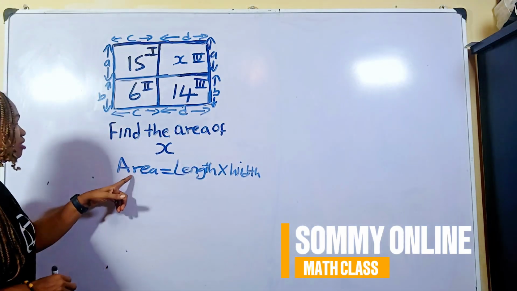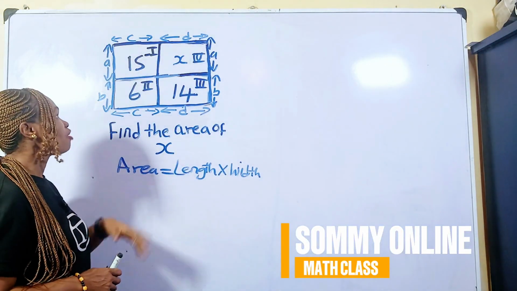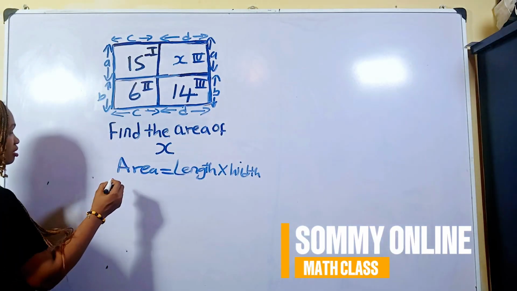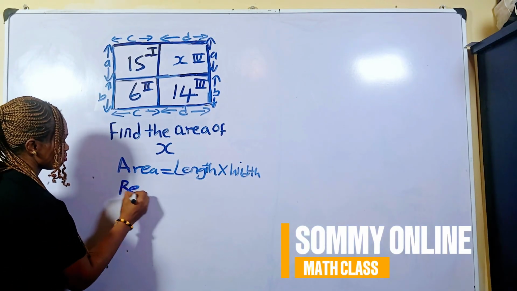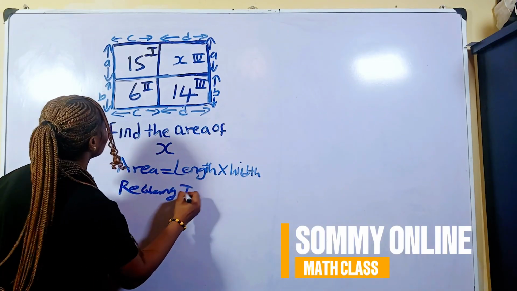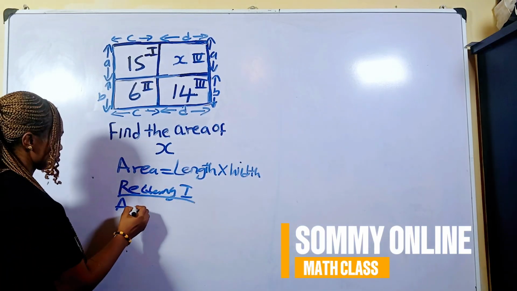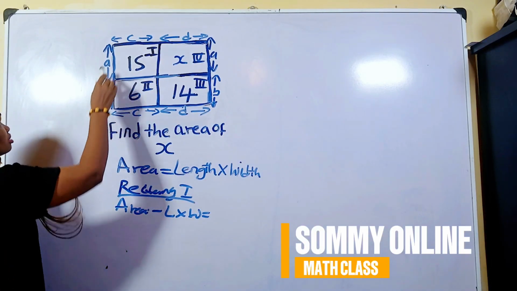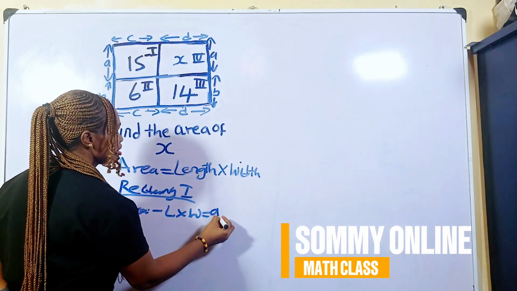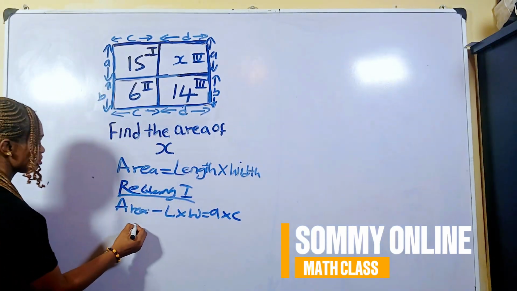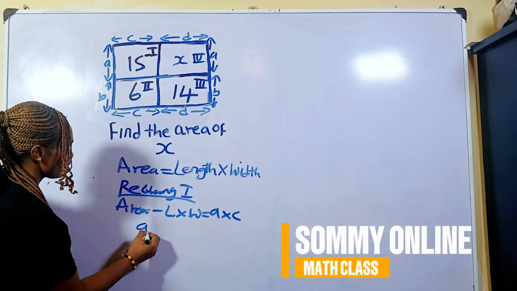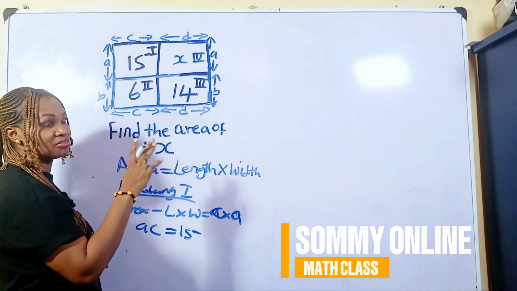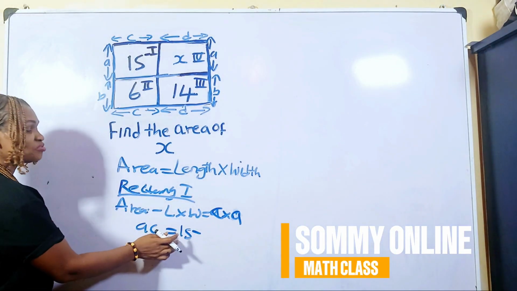Now we continue. If the area of a rectangle is length times width, we have 4 rectangles here, 1, 2, 3, 4. So let's say the first rectangle, rectangle 1, its area is length times width, which is the same thing as C multiplied by A. That is A multiplied by C, which means AC equals 15. We've got it. This 15 is given. The area of this rectangle is already given.